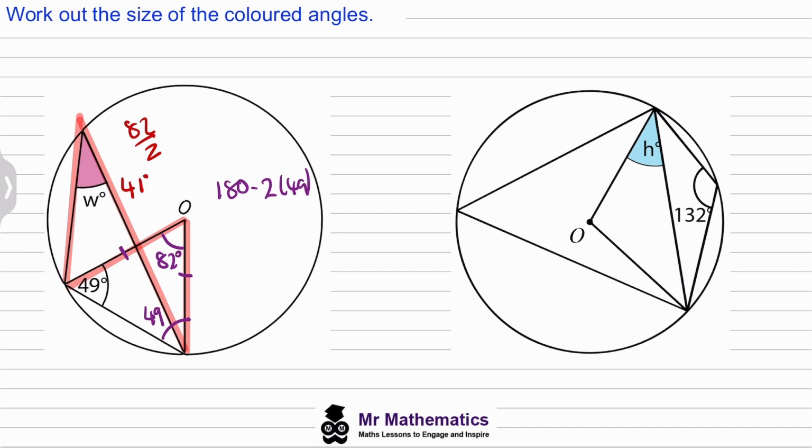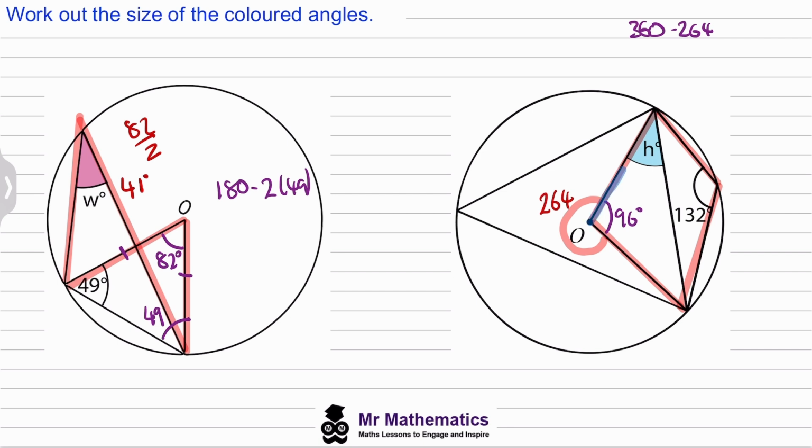To work out angle H, again, we've got the angle at the center and the angle at the circumference. The 132 is at the circumference, and the angle at the center is now a reflex angle. So if we double the 132 degrees, we'll get 264. This is the angle at the center. The obtuse angle in the triangle would be the 360 minus the 264. So this would be 96 degrees.